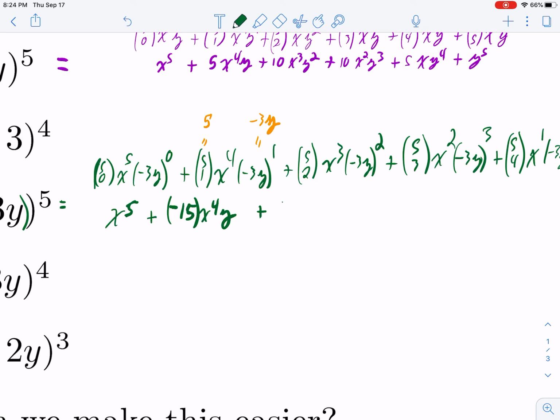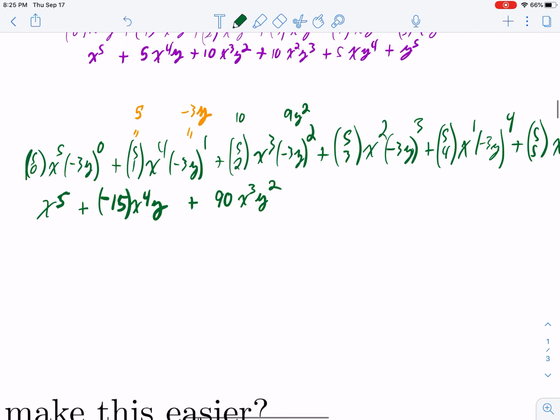5 choose 2, that's 10. This is 10. And this is positive 9y squared. So I got 10 times 9 is 90. So this is 90 x cubed y squared. Over here, 5 choose 3, this is again 10. And this is minus 27y cubed. So this is plus negative 270 x squared y cubed.